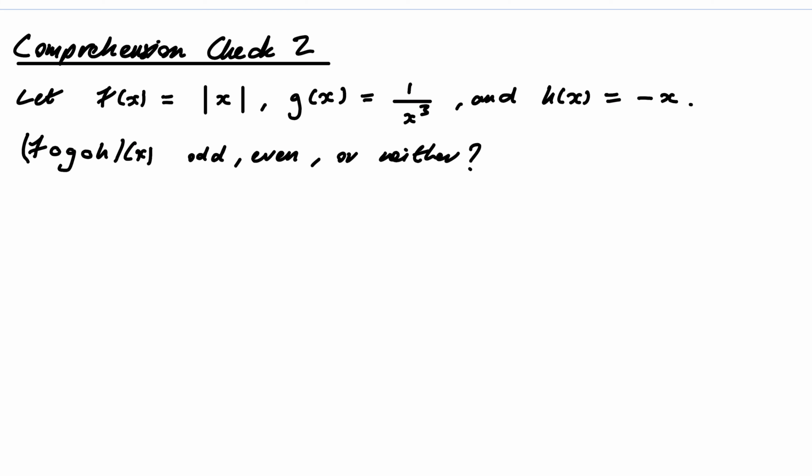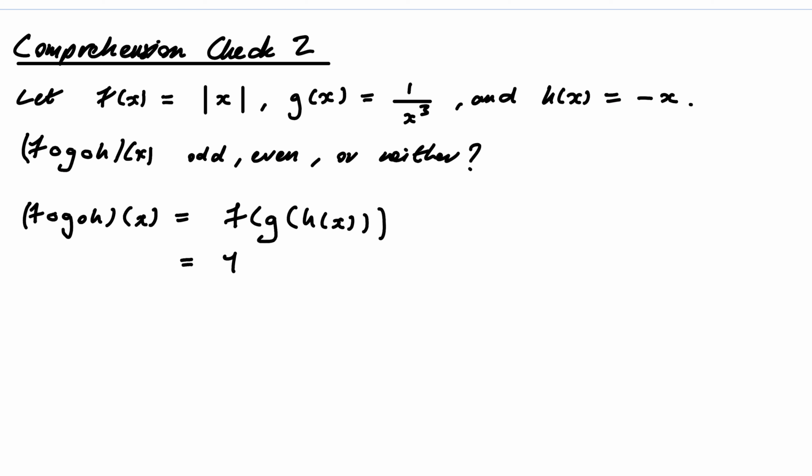So what have we got? F composed with G, composed with H of X. Okay, so it's this nested horror show. Let's go from the outside in. Oh, sorry, inside out is better. F composed with G, composed with H. H of X is minus X, so this is F of, okay, it's going to be 1 over minus X cubed. Is that right?